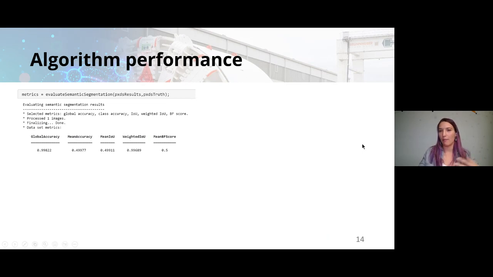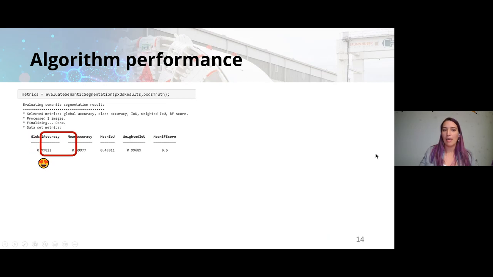Once you've trained an algorithm, it gives you a bunch of metrics so that you can see how well your algorithm did. First, we'll look at the global accuracy. Wow, like 99.8%. That's really good. Given that we only have 2 classes, if it's 99.8% accurate, that's amazing.